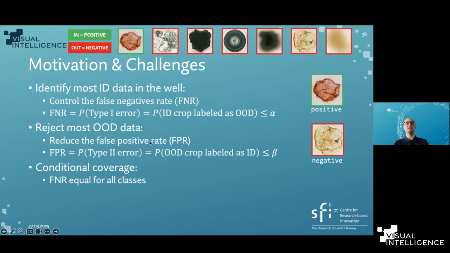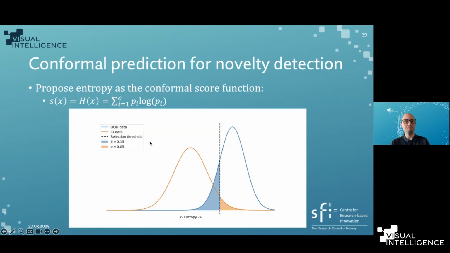That is the probability of labeling an in-distribution crop as out-of-distribution. We want that to be no larger than some chosen value alpha. We also want to control the false positive rate, so the probability of detecting an out-of-distribution crop as in-distribution. We want that to be lower than some beta, and that the false negative rate is equal for all the classes.